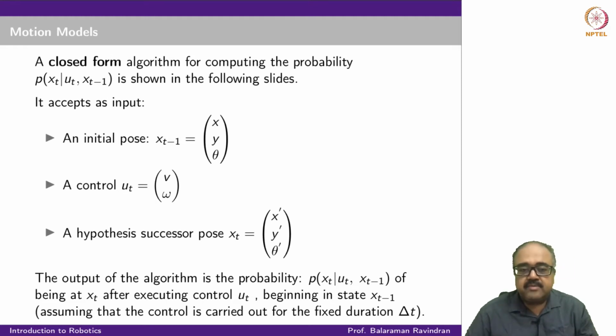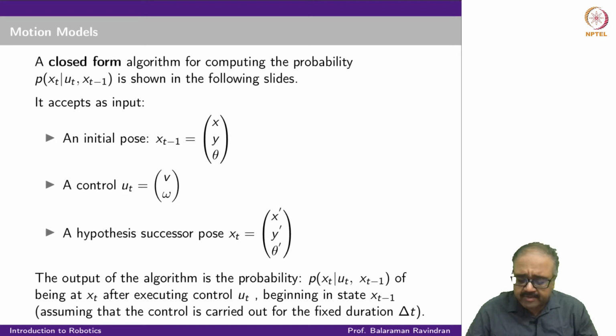Is that clear? So the resulting state xt is x prime, y prime, theta prime, and what this algorithm is going to compute is, hey, how likely is it that if I start from x, y and theta and apply v and omega to the robot, I will end up with x prime, y prime, theta prime as my state? What is the probability that will happen? That is basically what this algorithm is computing.